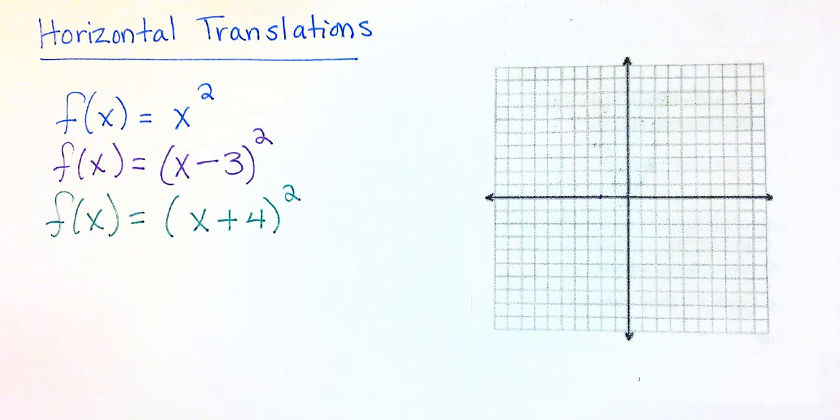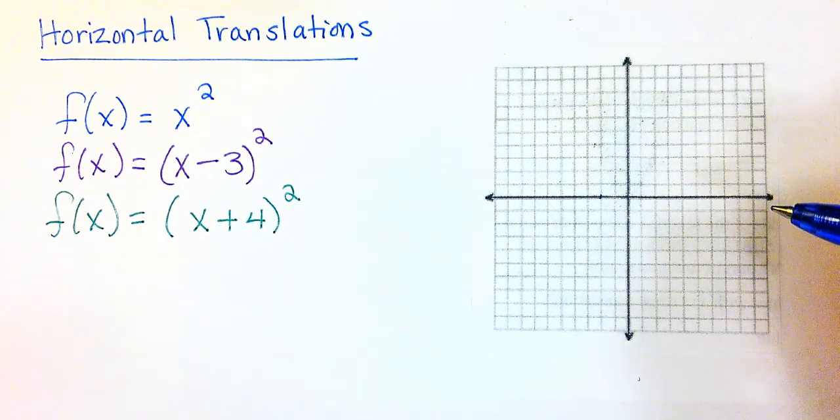Today we are looking at horizontal translations for parent functions. Our parent function we're looking at today is f of x equals x squared. That is a quadratic and it's shaped like a parabola. Let's draw a parabola now.